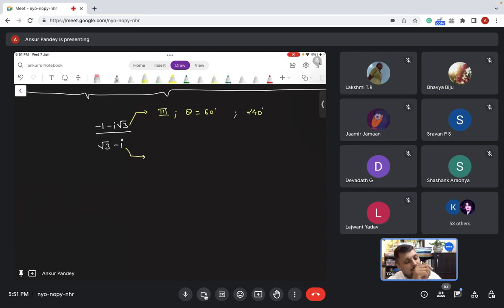Whereas this one, quadrant number 4, theta 30 degree. In the fourth quadrant, 30 degree is called negative 30 degree. Because there is a division, we will subtract them, which will eventually lead to their addition. 270 degree or minus 90 degree is the answer. Clear? Right? Okay, sir. Shabash. Good.